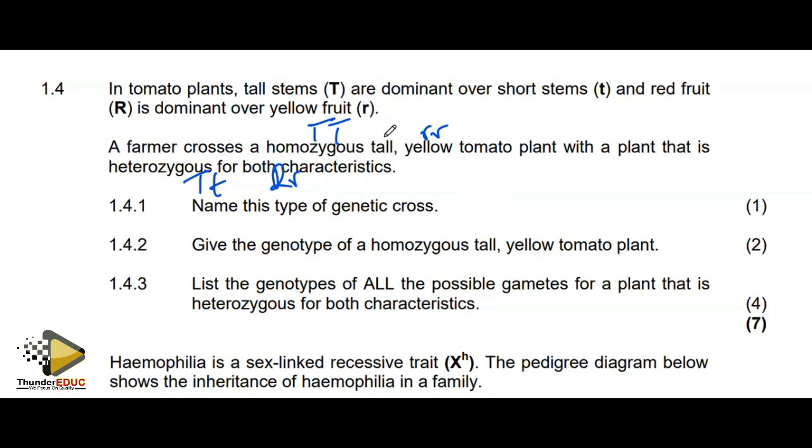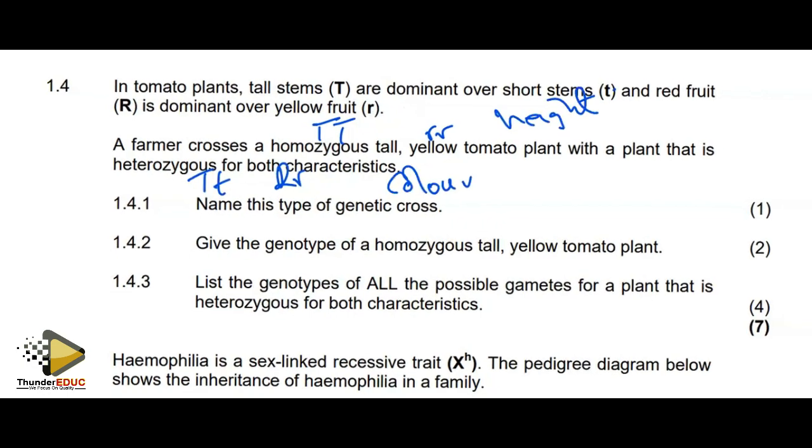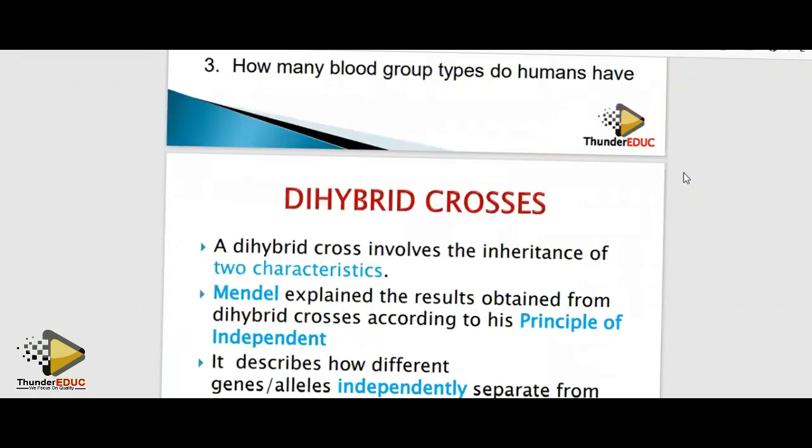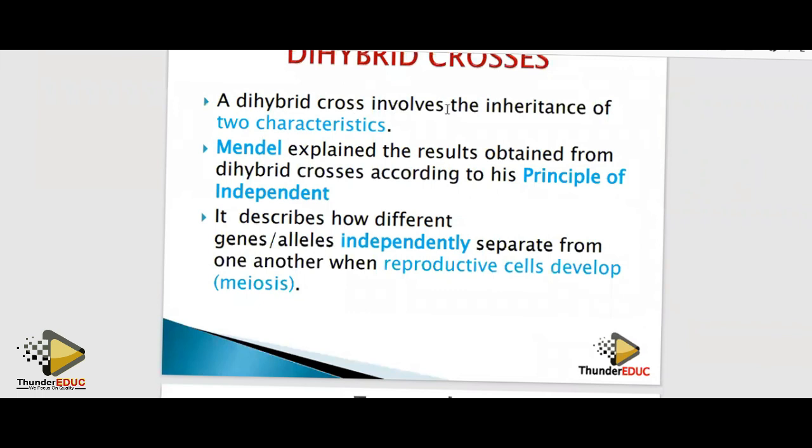Which characteristics? The height, and then crossing with another characteristic, which is the tomato color. So two characteristics, that is height and color. So the answer is dihybrid cross. Where do you get it in our booklet? Yes, we get it from here. Dihybrid cross involves inheritance of two characteristics.